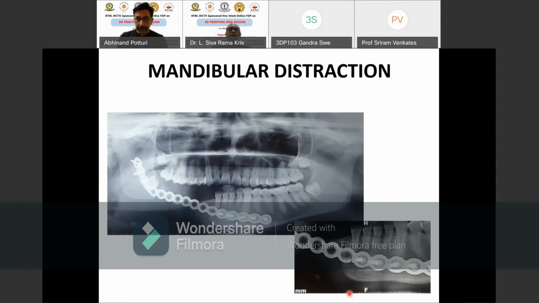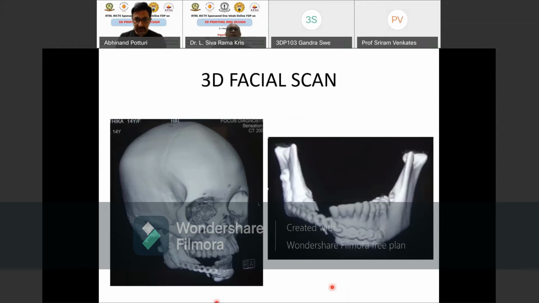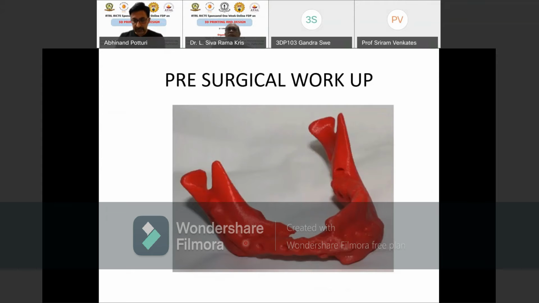So we can do metal printing using 3D facial scans. See, this patient has got missing bone in this area. The entire bone is missing, and then we have to reconstruct this entire bone. So what we do, we have printed. This is a pre-surgical workup of this patient. So we have printed his entire jaw without this bone.